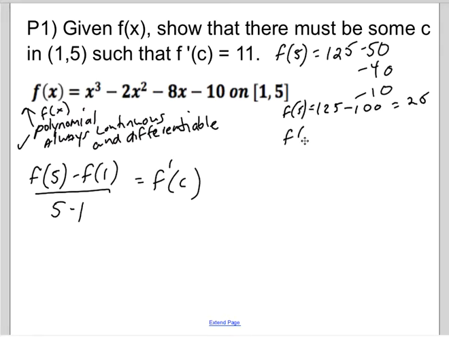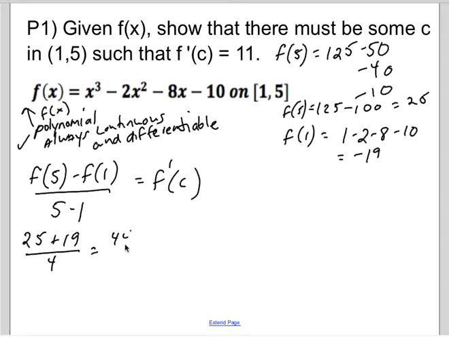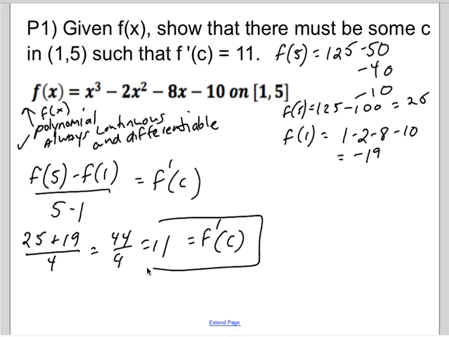And when I plug in f of 1, I seem to get 1 minus 2 minus 8 minus 10, right? Which seems to be negative 19, right? So I get that this is 25 minus a negative 19 over 4, right, which seems to be 44 over 4, which is 11. Sure enough, by the MVT, yes, this thing they asked me to show is totally true, okay? So let's keep moving on.